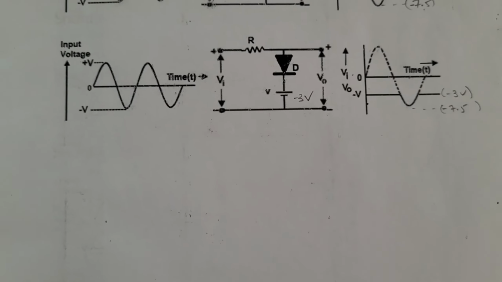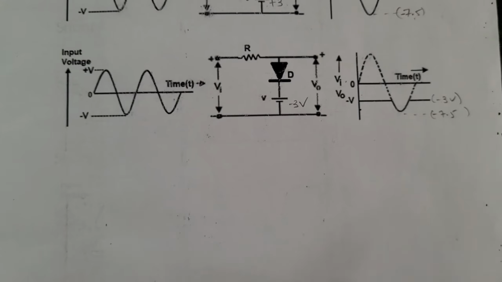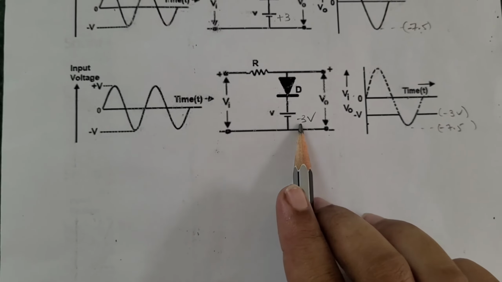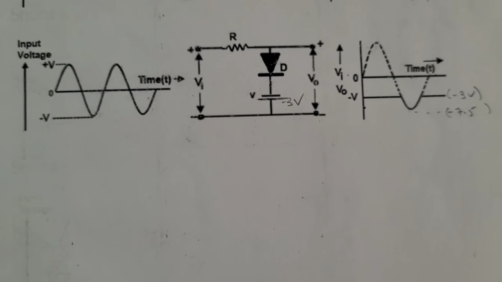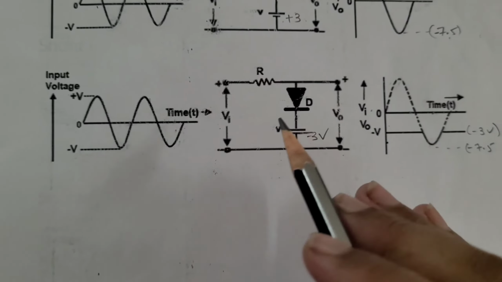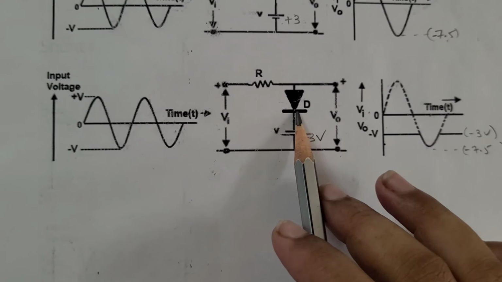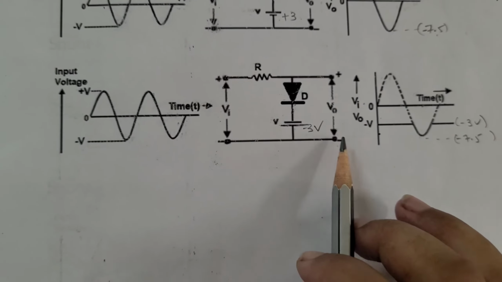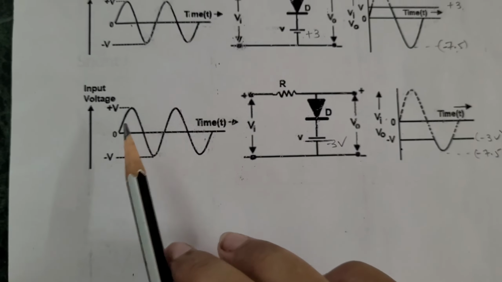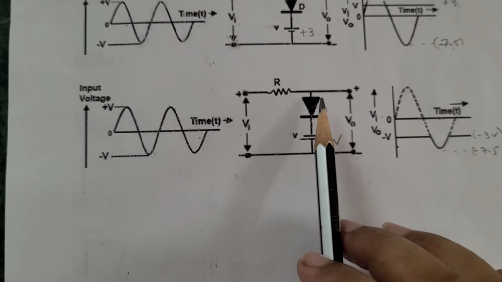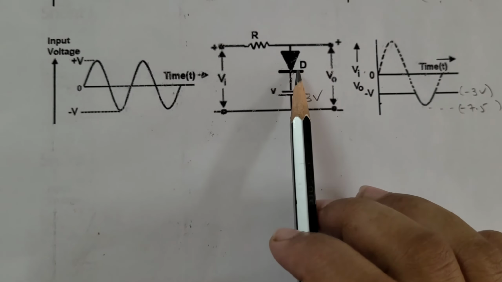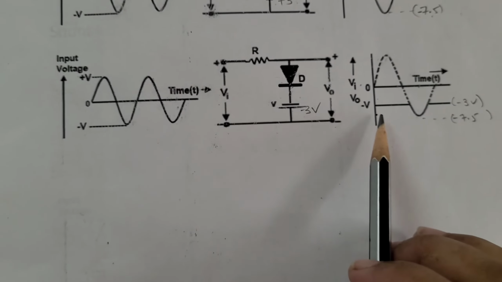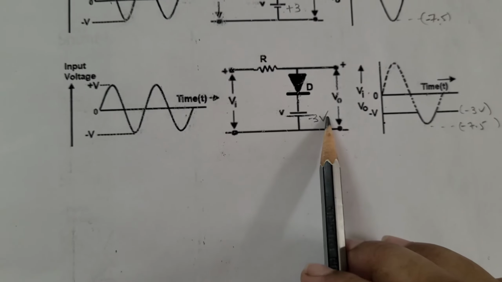The third circuit, shunt positive clipper with negative bias, that is minus 3 volt. Negative terminal of the bias voltage is connected to the cathode of the diode and the positive of the bias voltage is connected to all common ground. During the positive half cycle of the AC, diode is forward biased. A short circuit is established. Hence, the output will have minus 3 volt.